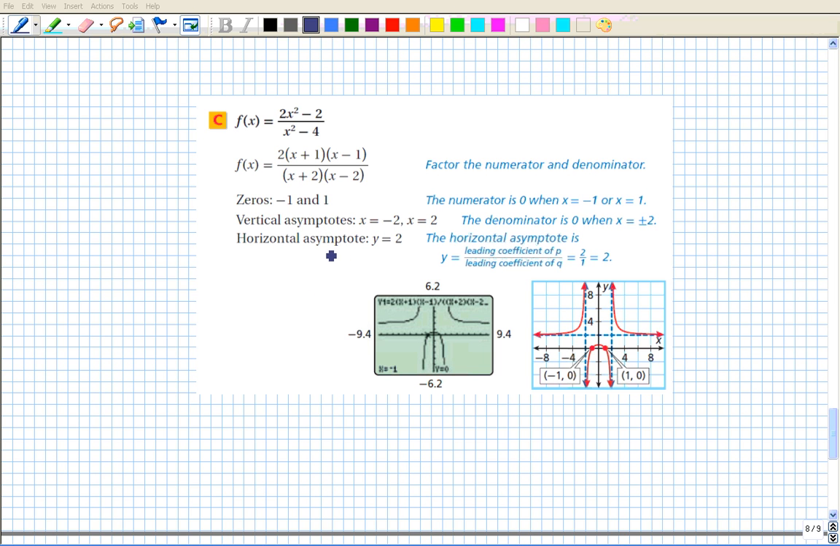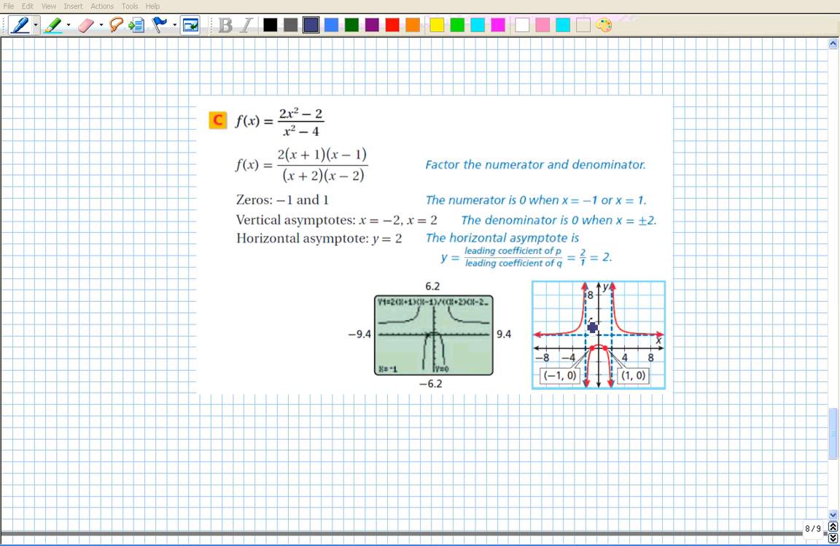Horizontal asymptote, that's the BOBO-BOTN. Here the degrees are equal, so we'll divide the leading coefficients. So 2 divided by 1 is 2. So vertical asymptotes, I've got 2 this time. So you can see in my graph here I have 2 vertical asymptotes. I do know my zeros are at negative 1 and 1. So there's my negative 1 and positive 1.